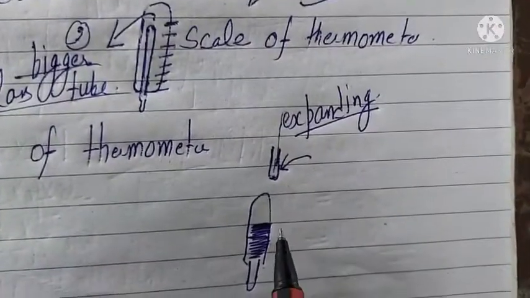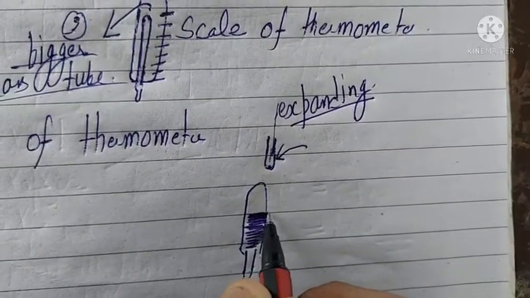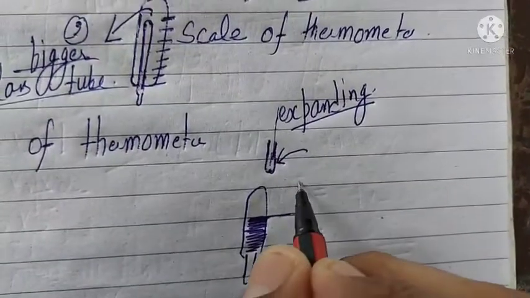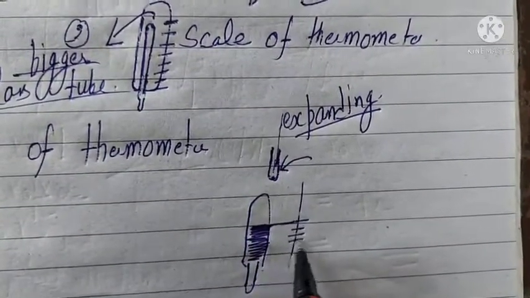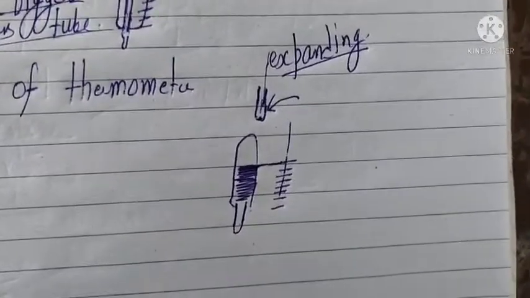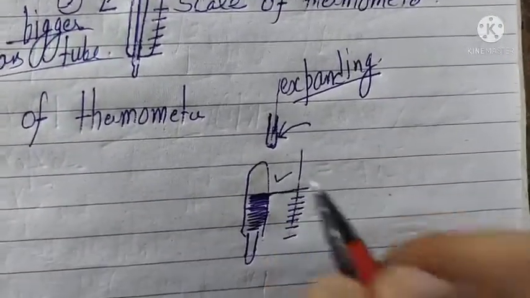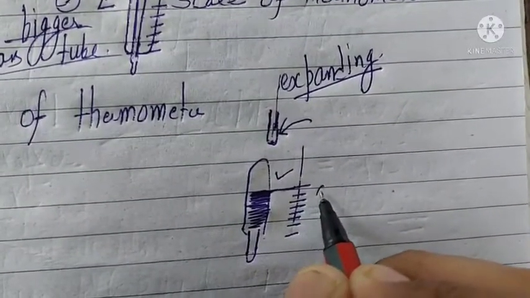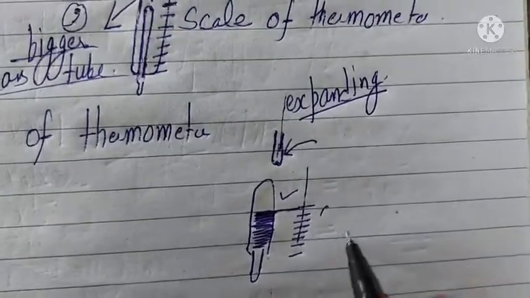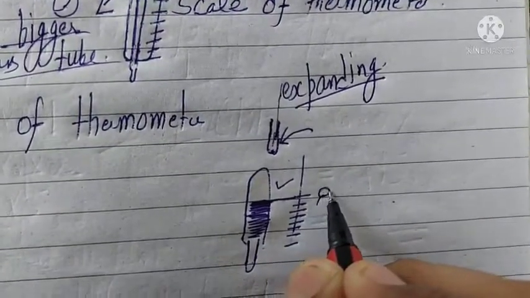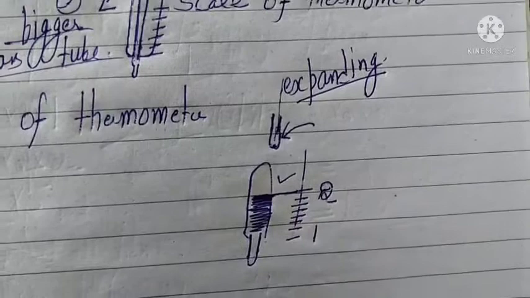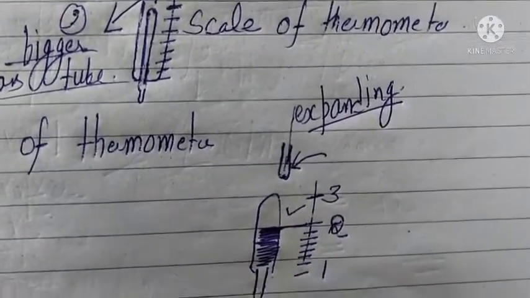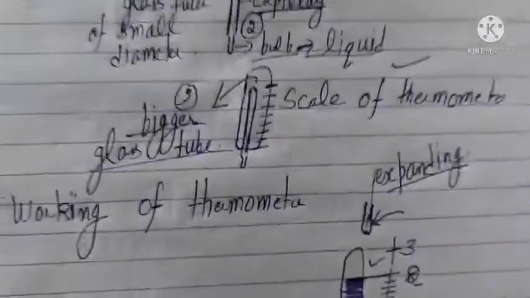Then we will calculate the level of mercury rise by noting the reading on the upper glass tube. That means we will check the level of mercury rise by noticing the reading on the scale of the thermometer. Suppose the mercury has risen to this level, then the reading is different, and if the mercury has reached this level, then the reading is different. So the working is very simple.